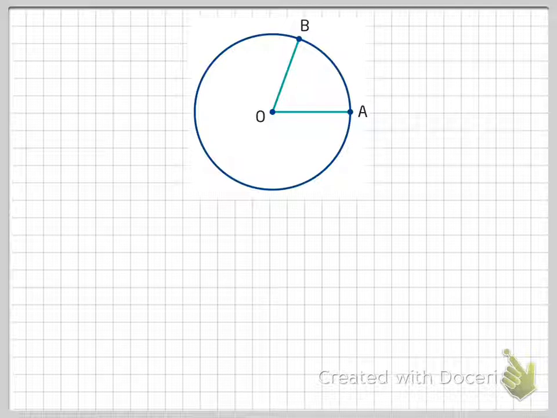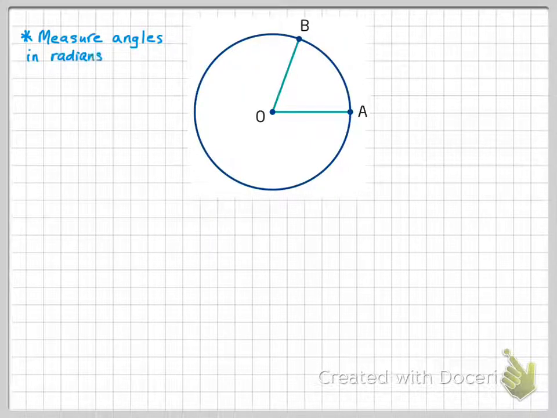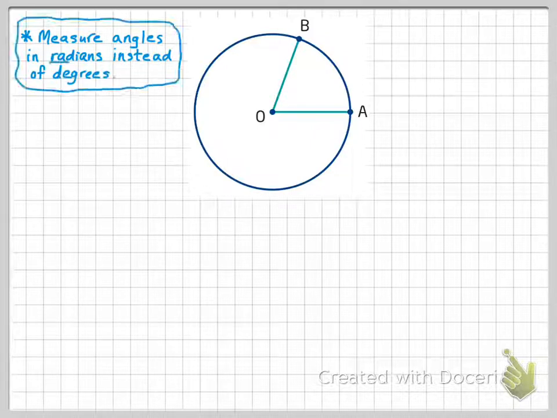As you know, it's 360 degrees to go around a circle, 180 degrees to go halfway around a circle. We're going to look at measures of angles in radians instead of degrees. Now, if you look at this, we have an angle, BOA.